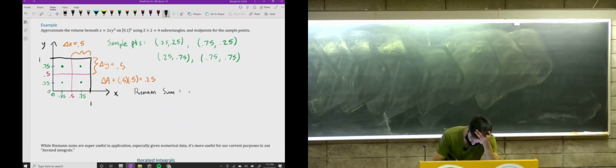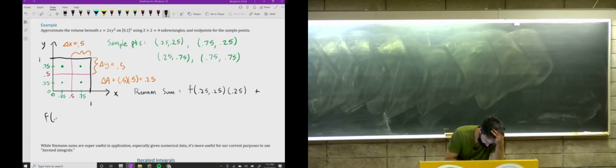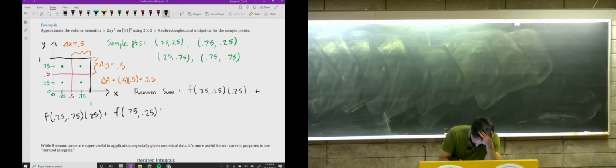So my Riemann sum will be f at the first sample point times 0.25 plus f at the second sample point times 0.25 plus f at the third sample point, 0.75, 0.25, times 0.25 plus f at the last sample point times 0.25.